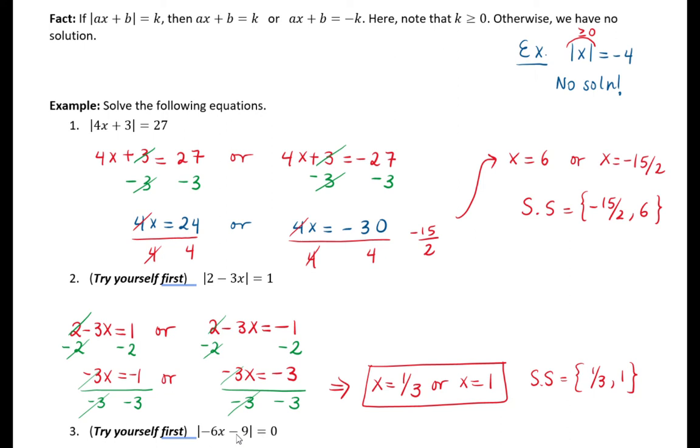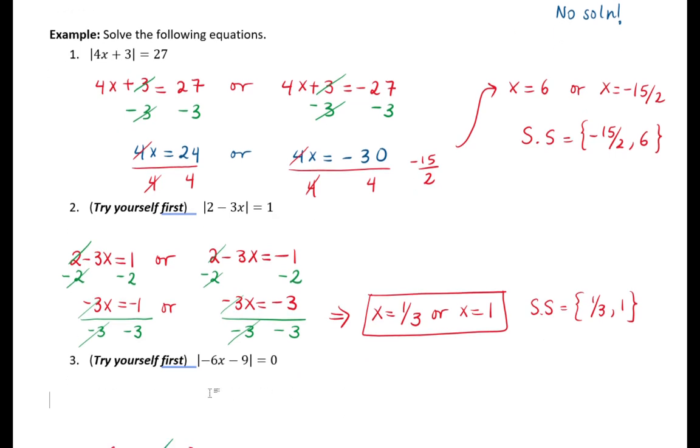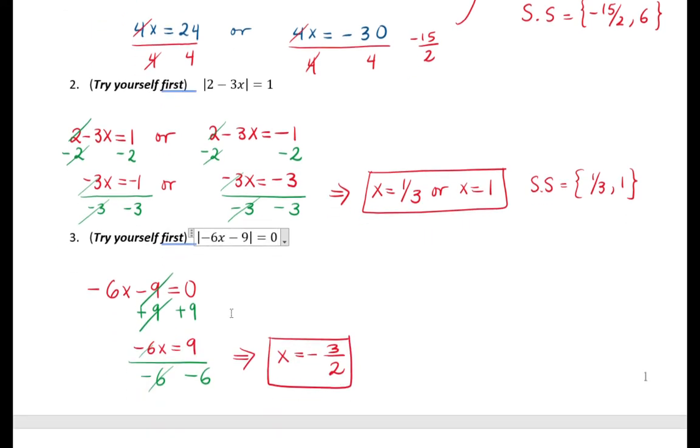Now whenever the absolute value is equal to 0, what do you do in this case? Can you pause the video and work on problem number 3? In number 3, that's equal to 0, and negative 0 is simply 0, so you only come up with one equation to solve. Set it equal to 0 and you will get only one solution for this problem.